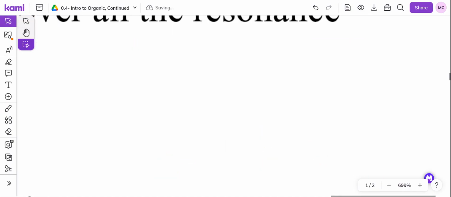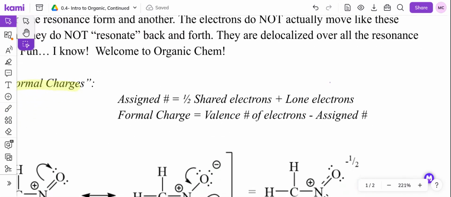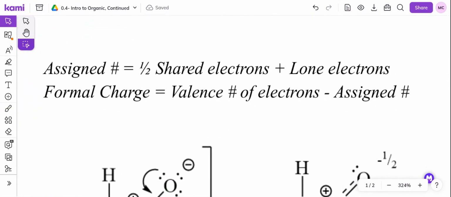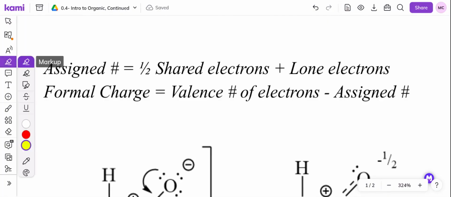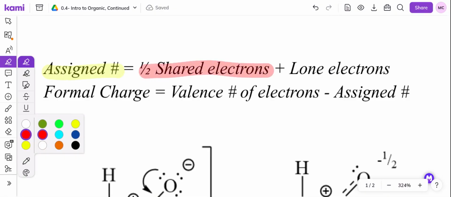But now we're going to take a little bit of an adventure with resonance, and we'll have to actually calculate formal charges quite a bit this year. So recall that we have to first find out what the assigned value is. And the assigned value is determined by taking half of the shared electrons, those are the bonded electrons, and then adding it to the lone electrons.